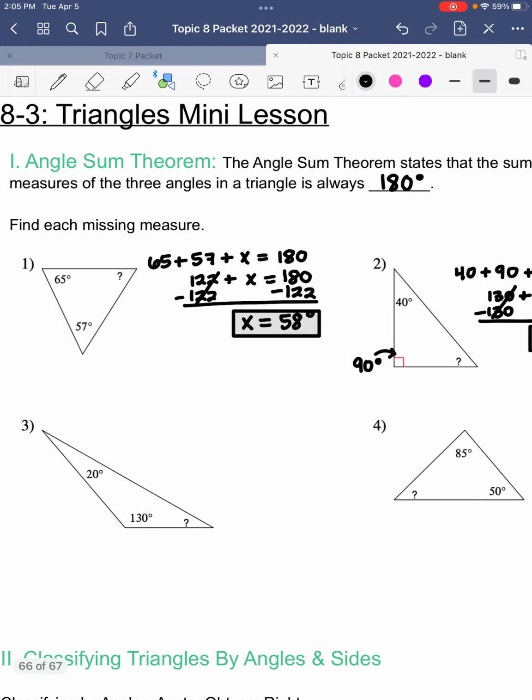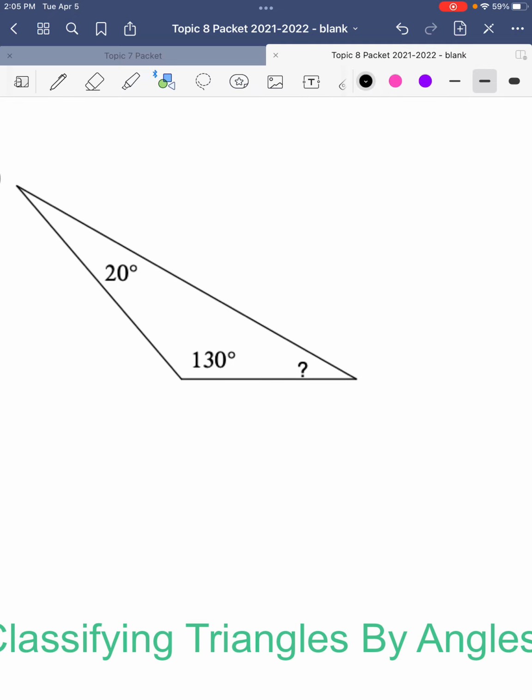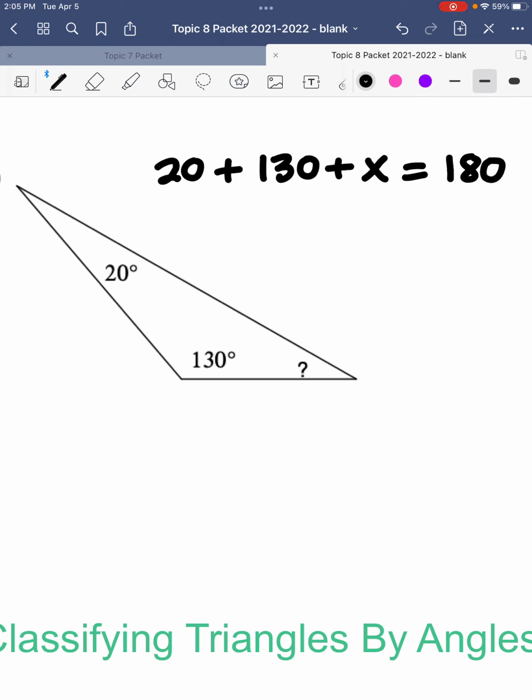Okay, let's look at number 3. So again, I'm given two angle measures and I'm just missing one. So I'm going to set this up the same way. Start with our known angles, 20 degrees plus 130 degrees, plus any variable to represent the one that's unknown, and set that equal to 180 degrees. Now we're going to combine like terms, and my like terms are these plain old numbers right here. 20 plus 130. When I add that together, I get 150. So 150 plus x equals 180.